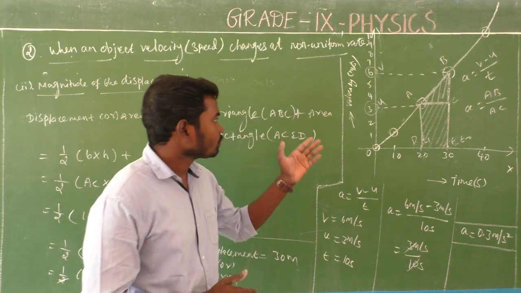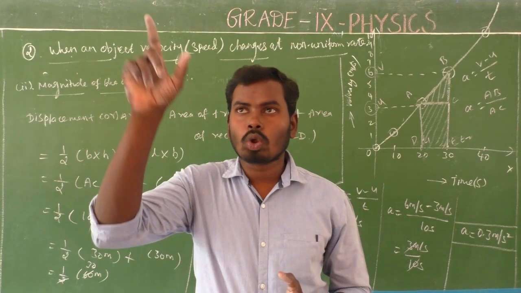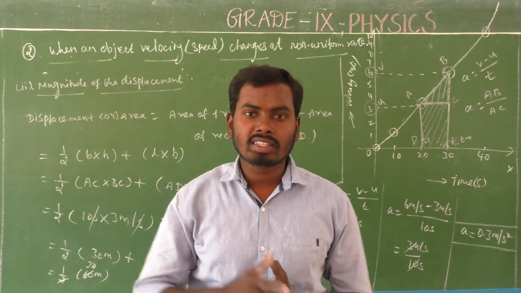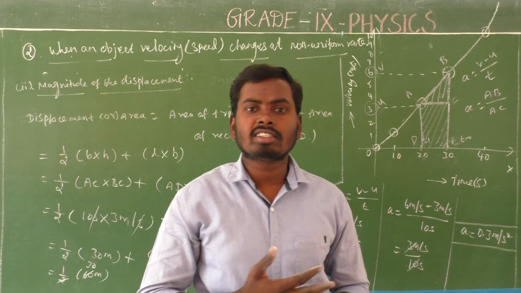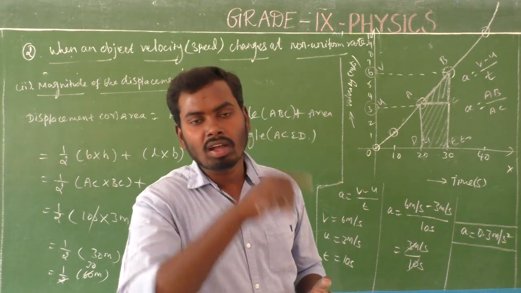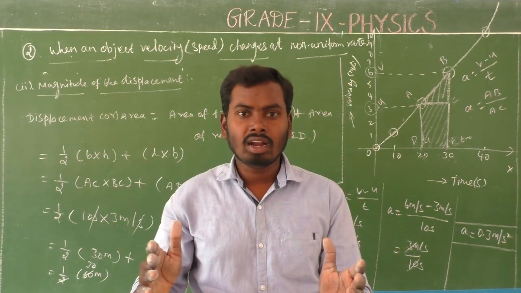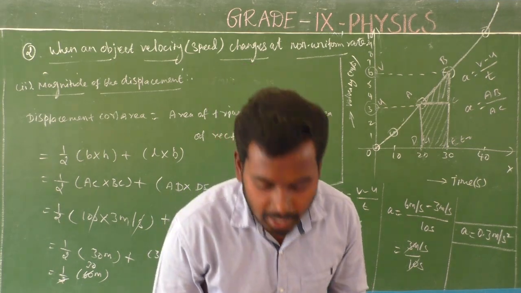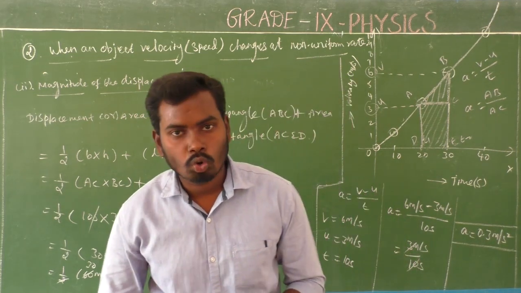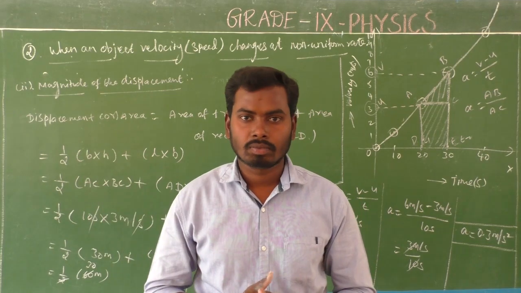So in a velocity time graph, the slope is the acceleration of the object, whereas in a distance time graph, the slope is the speed of the object. Then the area enclosed by the graph is called the magnitude of the displacement. Is it clear? Yes, that's all. Very easy. Try to understand the concept, don't memorize anything. The next three conditions we will see next class. Okay. Thank you.